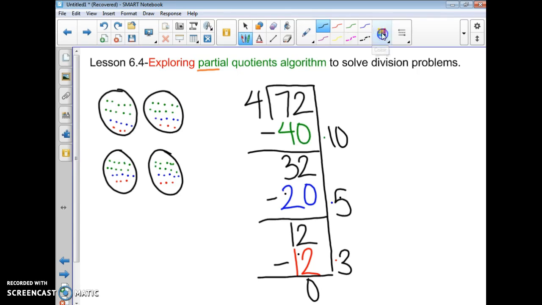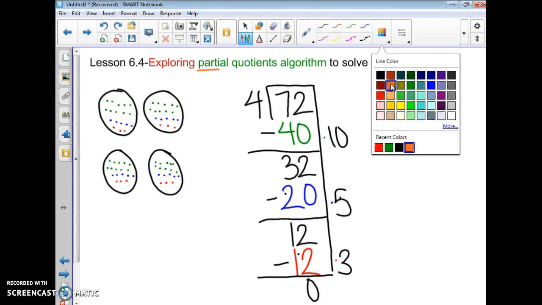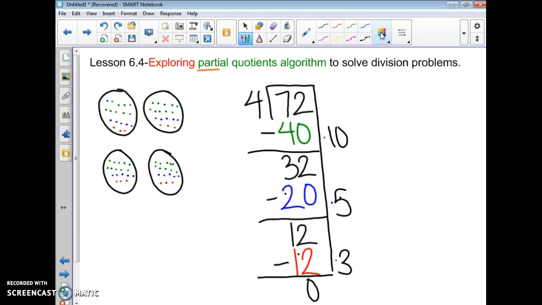And what I recognize here now is each of these groups has 18 dots in them. So I'm thinking 72 divided by 4 is 18. And I know it's nice and even because I didn't have a remainder as it turns out. But what I've done here with my partial quotients, if I add them together, 10 plus 5 plus 3 turns out to be 18, which is my answer.